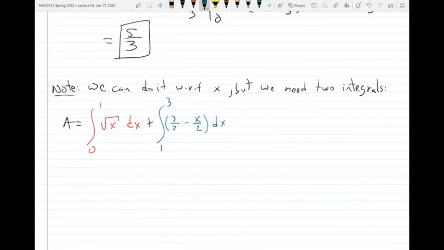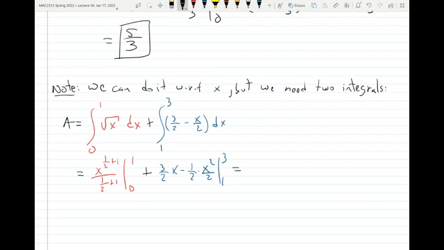dx. Okay? All right, let's calculate. So this becomes, as you know, square root of x is x to the 1/2. So it's going to be x to the 1/2 plus 1 over 1/2 plus 1 from 0 to 1. And then the other one, so that's 3/2 x minus 1/2 x squared over 2 from 1 to 3. And then let's compute.